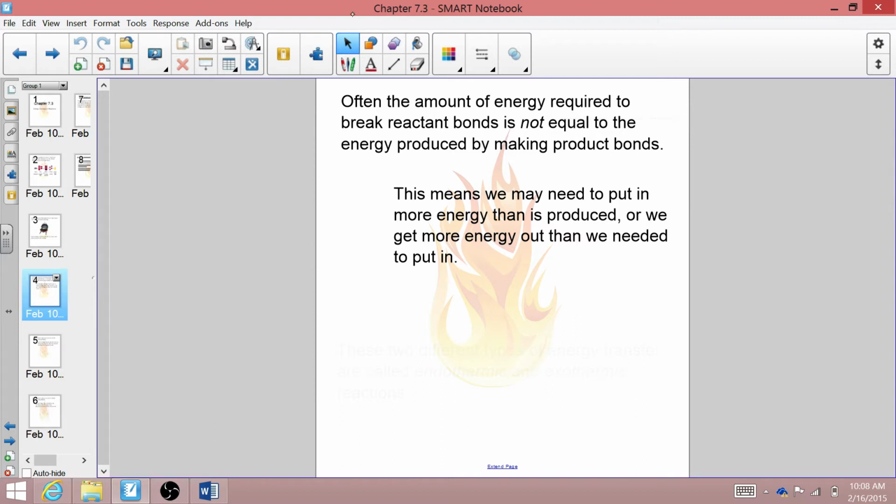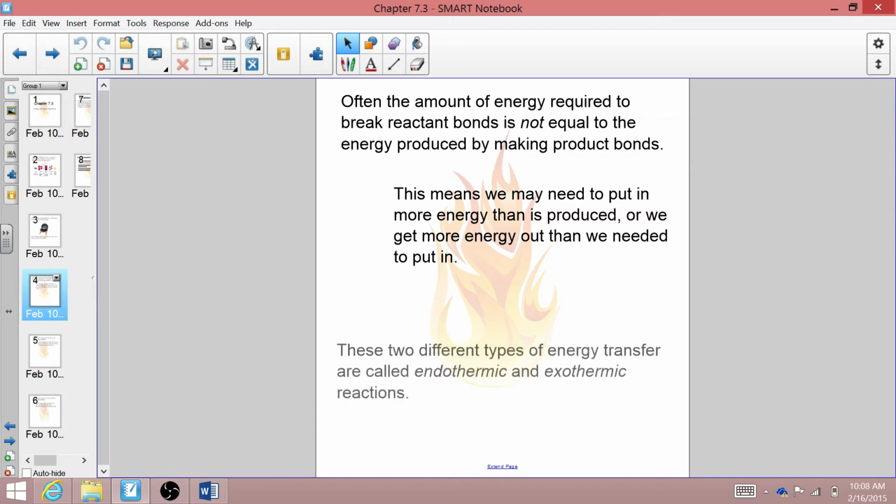And we've actually talked about these 2 different kinds of reactions when we talked about physical changes. They are the same thing. We call them the same thing. The 2 different types of energy transfer are called endothermic and exothermic. So when we talked about physical changes, we talked about an endothermic change as taking energy in, and an exothermic change as giving energy out.